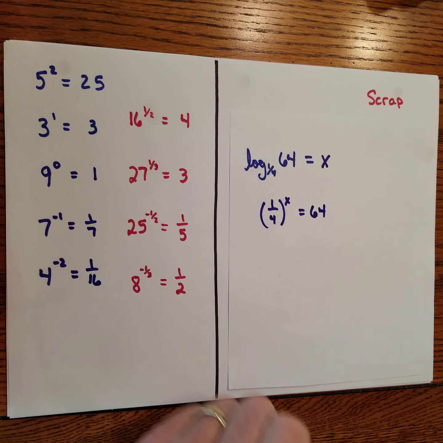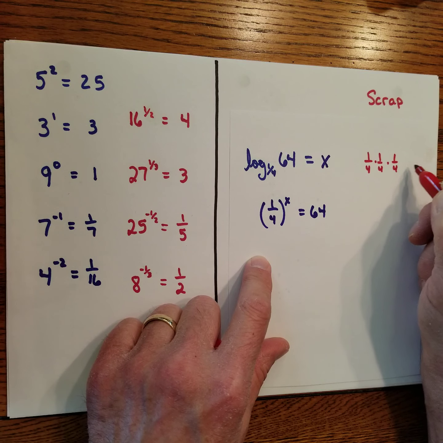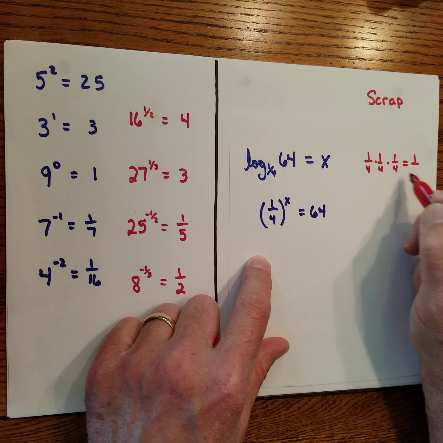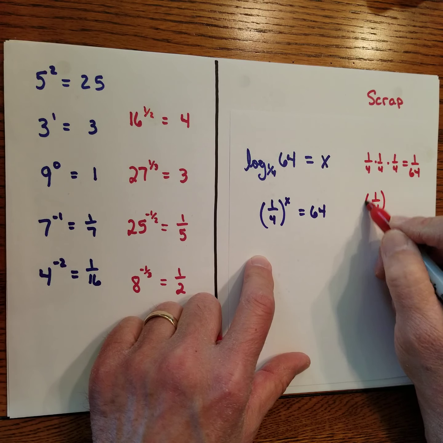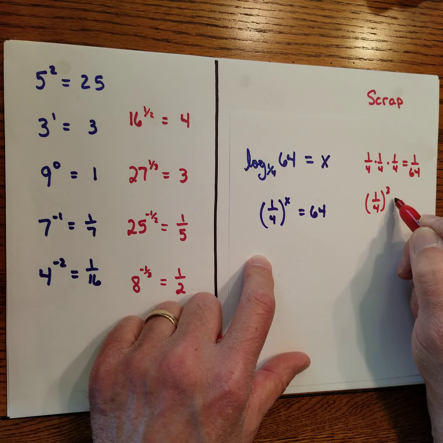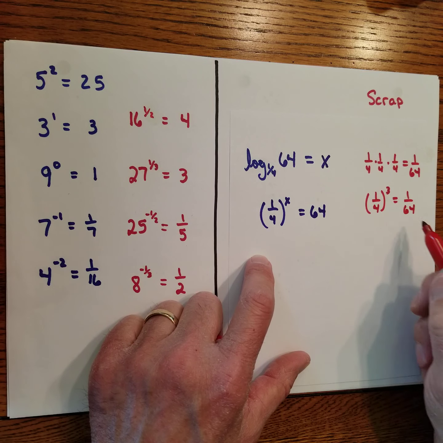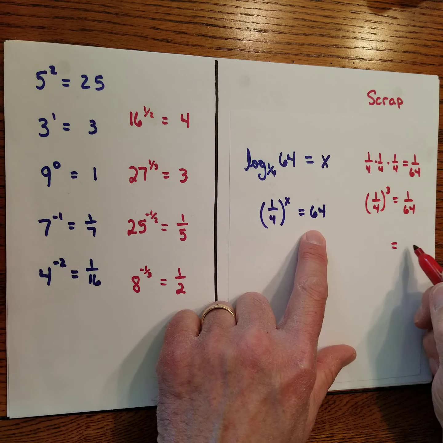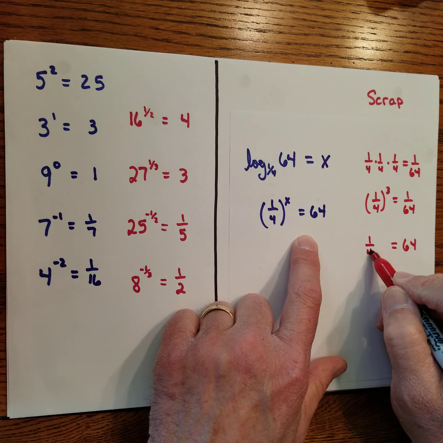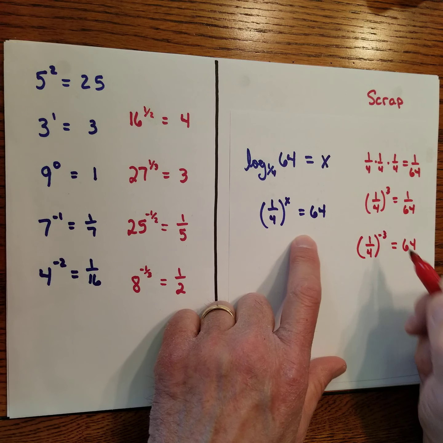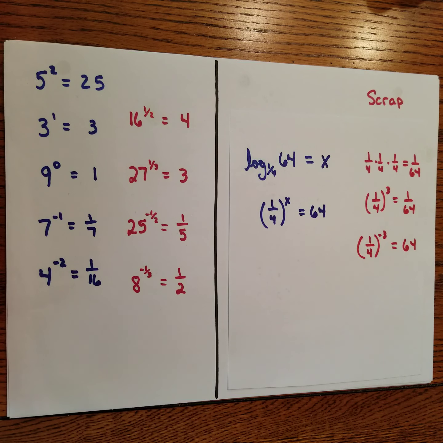Let's think this through. 1/4 times 1/4 times 1/4. 4 times 4 times 4 is 64. That is 1/4, 1, 2, 3 times to the 3rd power is 1 over 64. But I don't want 1 over 64. I want 64, which is the reciprocal of 1 over 64. What kind of an exponent gives me a reciprocal is a negative exponent. 1/4 to the negative 3rd, that's 64.